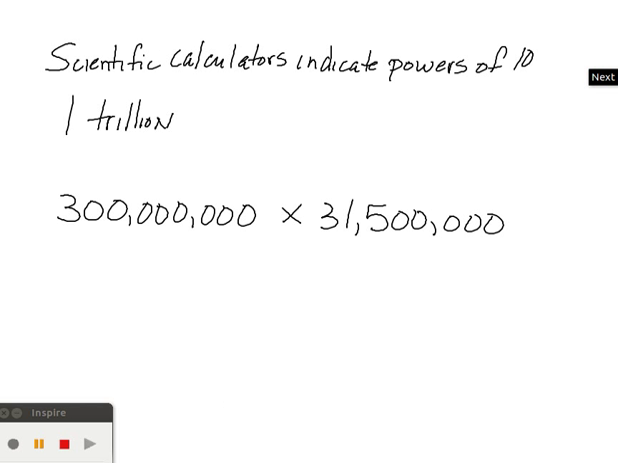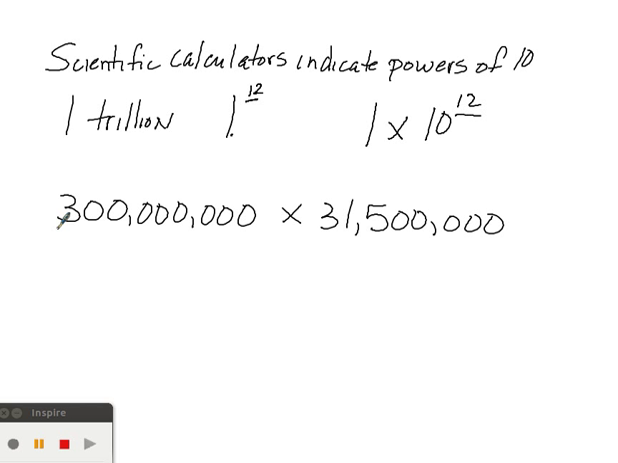Scientific calculators indicate powers of 10. So if you put 1 trillion into your calculator, and it would be good for you to do this, you might see 1 point with a 12 up in the air on the display of your calculator, and that means a 1 with 12 zeros. Or you might see 1 times 10 to the 12th actually on your display. So it's a good idea to play around with your calculator and see how it's displaying it. But that's what these numbers up in the air are indicating: powers of 10.